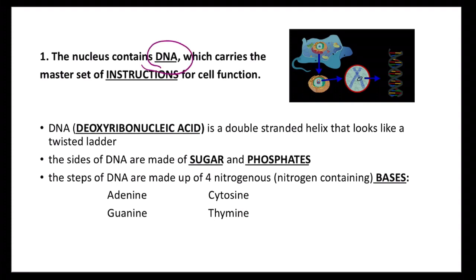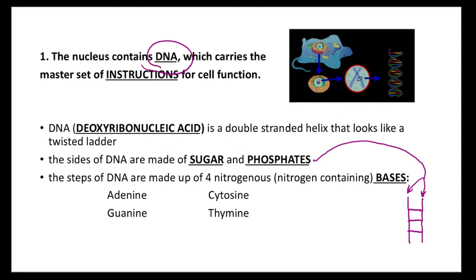DNA stands for deoxyribonucleic acid. And yes, you do need to know this term and know how to spell this term. It is a double-stranded helix, meaning twisted, that looks like a twisted ladder. The sides of the DNA are made up of sugar and phosphates. So if I imagine a ladder, the sides are here. This is what's called the sugar phosphate backbone. So this is the backbone of the ladder.